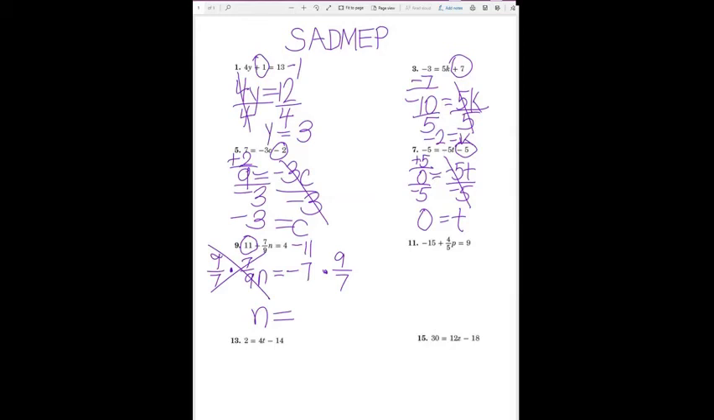Next, multiply -7 times 9/7. The answer is -9. N equals -9. Let's move on to the next one, number 11. -15 plus 4/5 p equals 9.